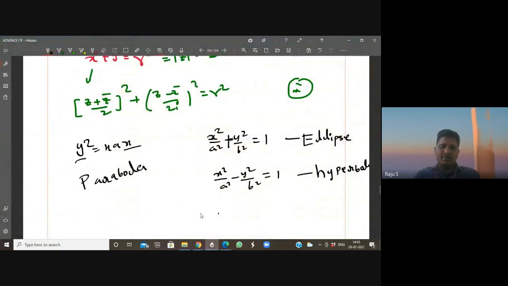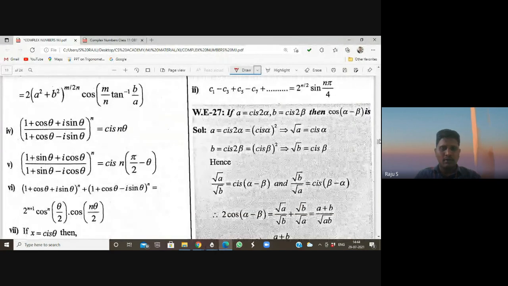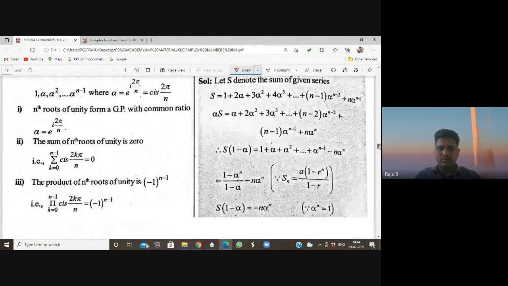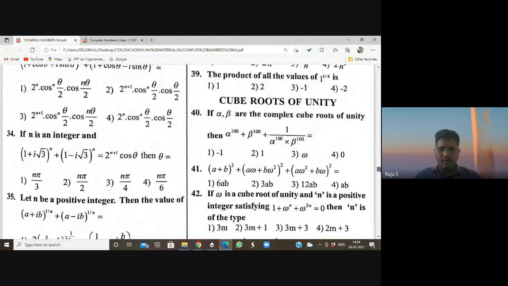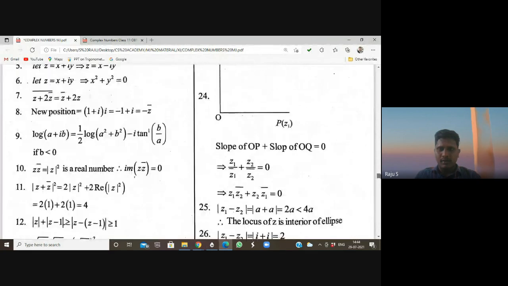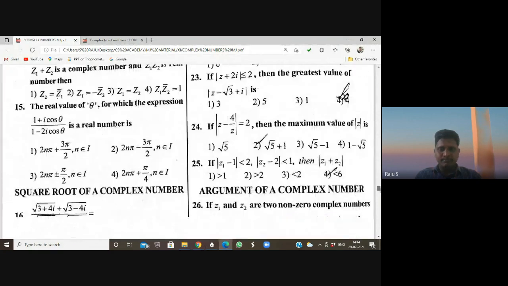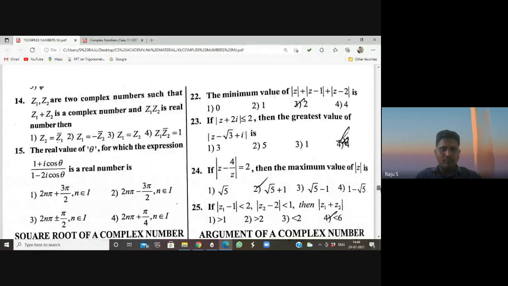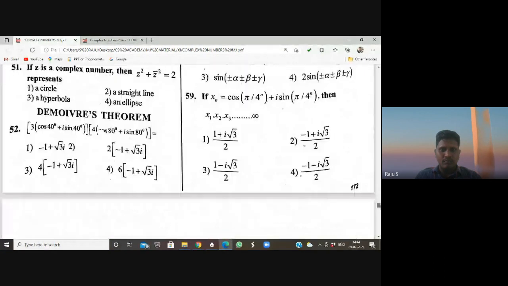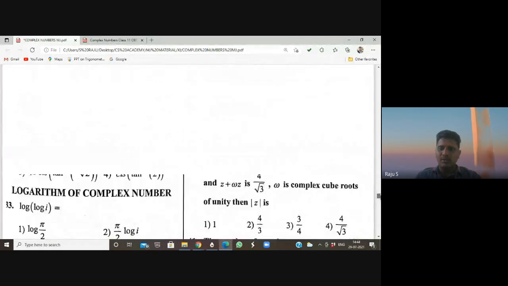Conic section. Okay, students, now we'll see one or two questions here. MCQs you can try. This is classwork 1. Totally 16 questions are there.